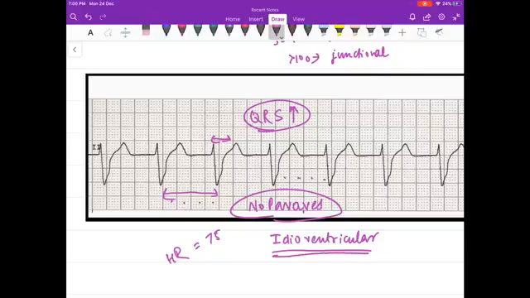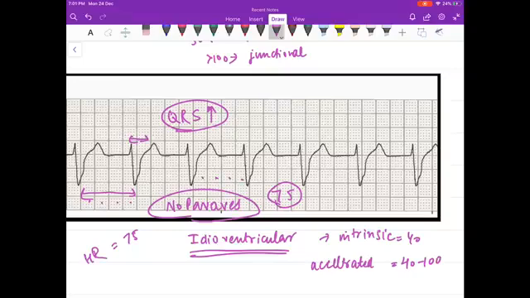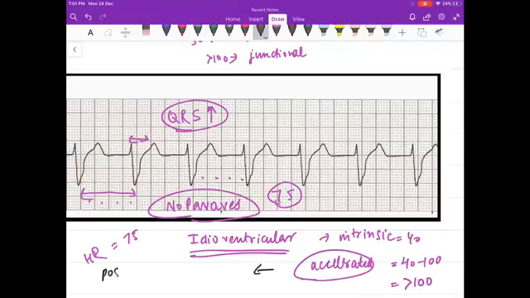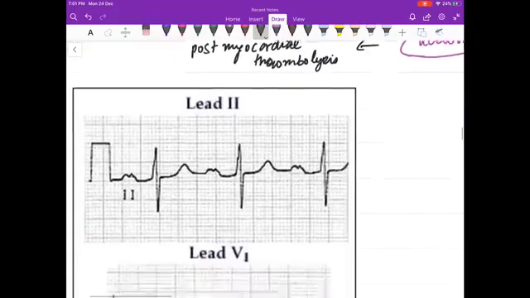What is the heart rate? 1, 2, 3, 4. Heart rate is 75. So idioventricular rhythms are again of three types: intrinsic, when heart rate is around 40; accelerated idioventricular rhythm, when heart rate is between 40 to 100; and idioventricular tachycardia, when heart rate is greater than 100. Remember that accelerated idioventricular rhythms are seen post myocardial thrombolysis. Okay friends, so if the QRS is prolonged, you will think about a ventricular pathology.